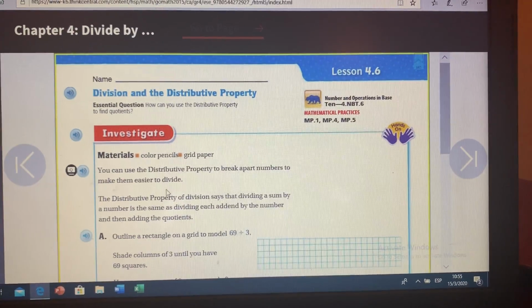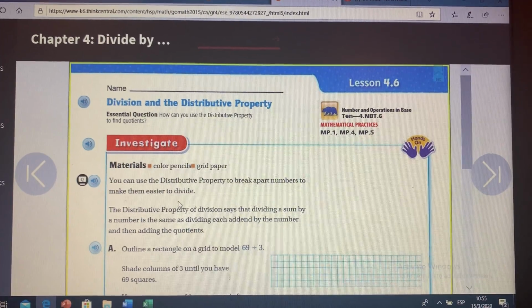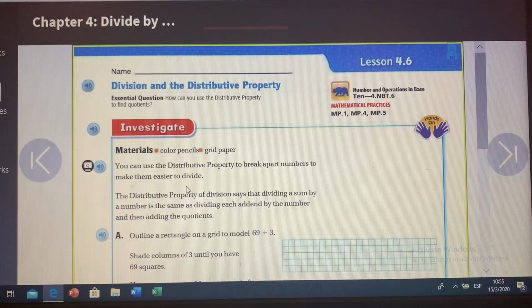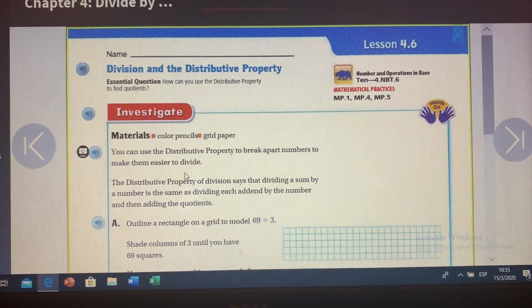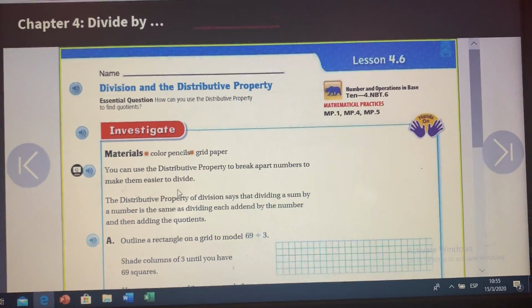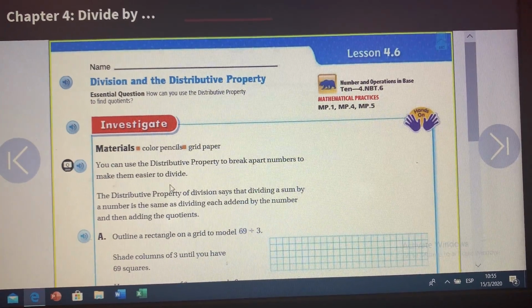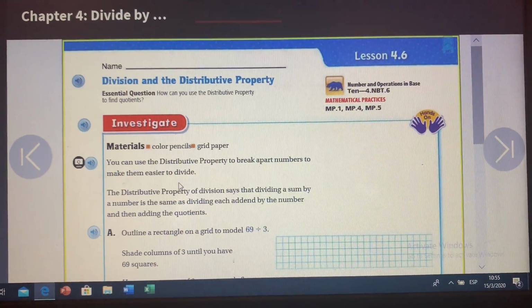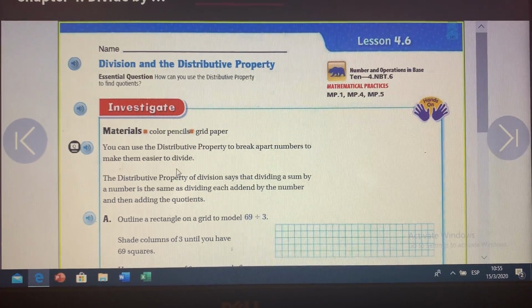Okay guys, so we're going to start lesson 4.6, division and distributive property. This should be easy for us since we have already learned about the distributive property, but we learned it with multiplication. In this case, we're going to use division. Your materials are basically going to be color pencils and your grid paper.